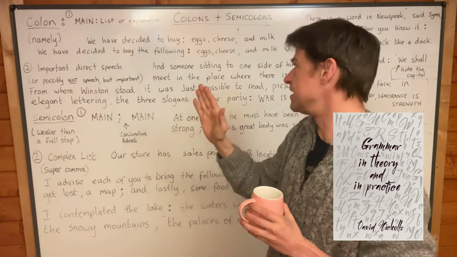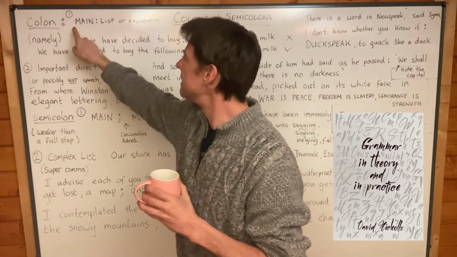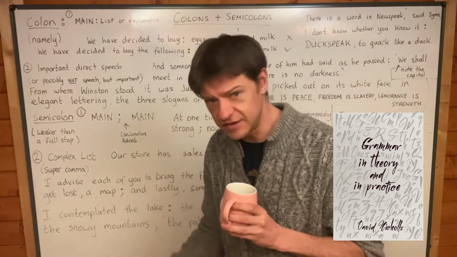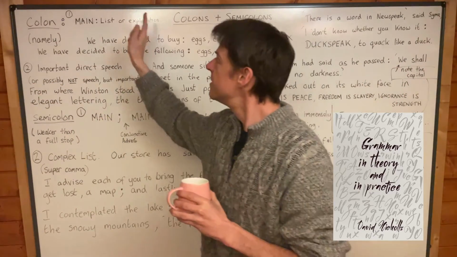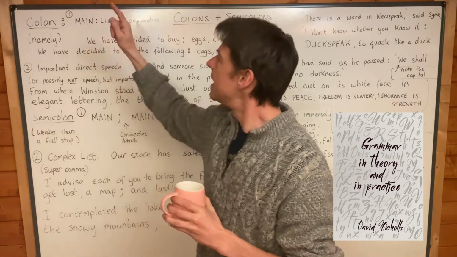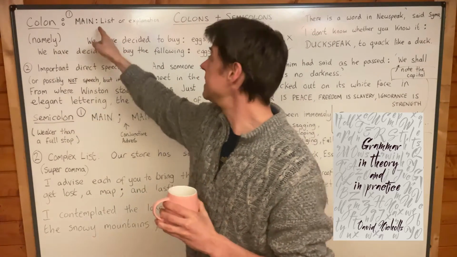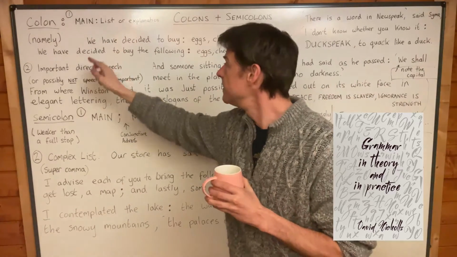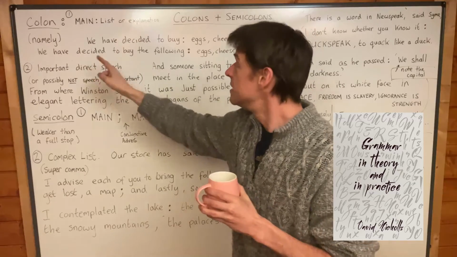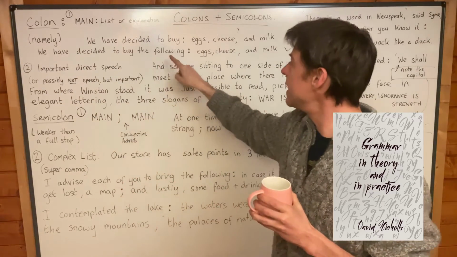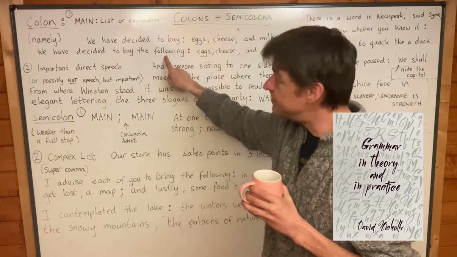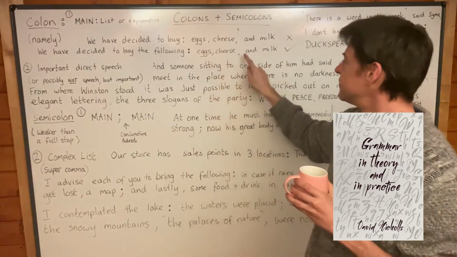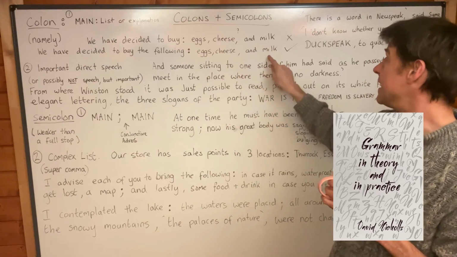And what you usually see most of the time is main clause, or you ought to, you don't always actually, and this is considered a mistake in academic English, but you see main clause and then a colon, which means namely, and then a list or an explanation. So what do I mean? Here's an example. You see, we have decided to buy the following, and that must be there. Namely, eggs, cheese, that's an Oxford comma, guys, and milk.